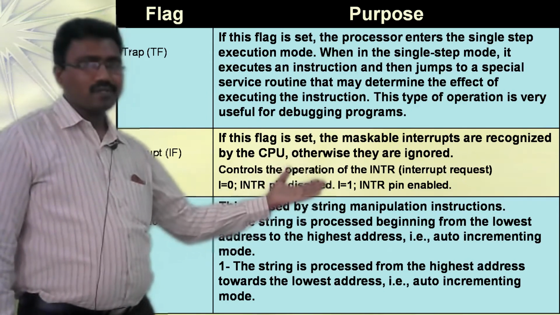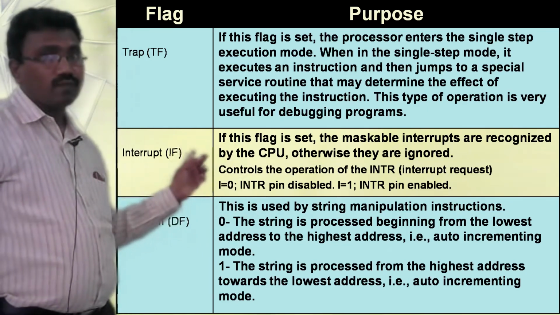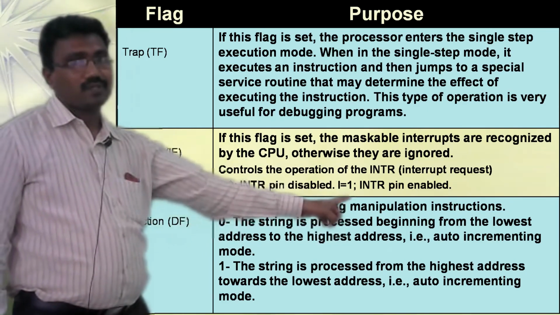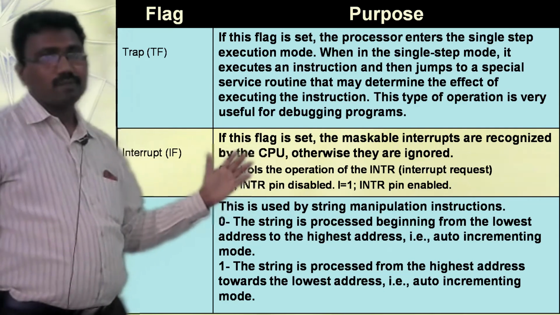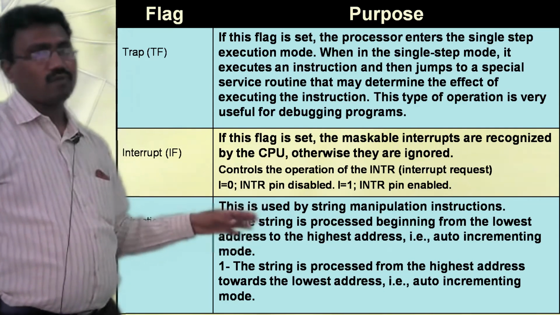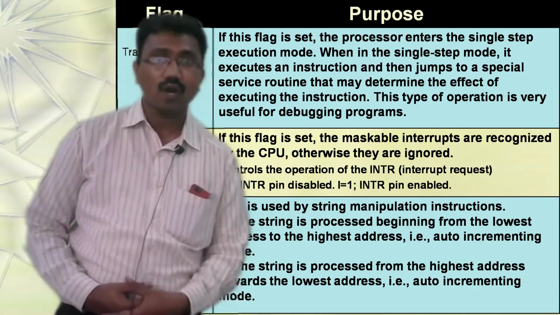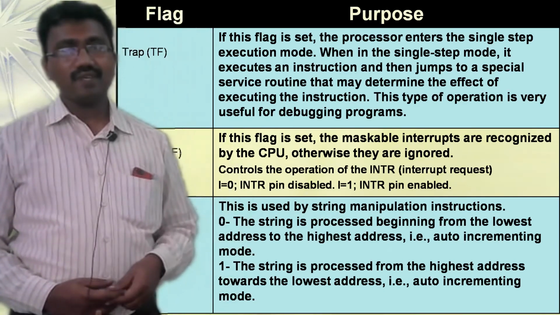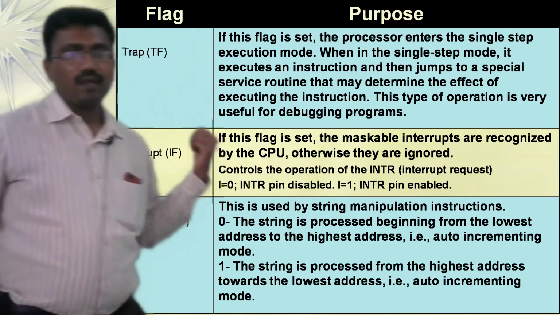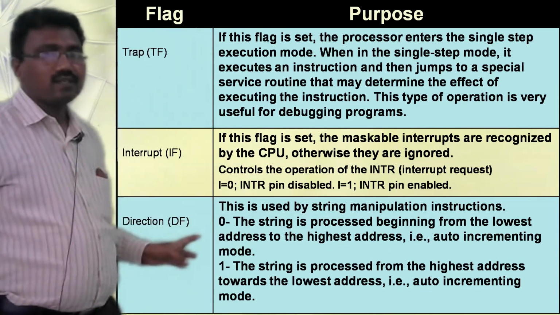If the interrupt flag is equal to 1, then only the CPU accepts the interrupts. If it is equal to 0, the interrupts are ignored by the CPU. We have seen what an interrupt is previously: a request from any input or output device for service by the processor. Next, coming to the last one, the direction flag.